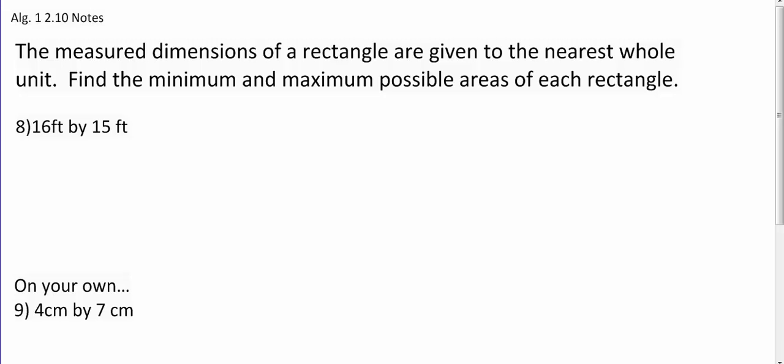So let's imagine that you have a rectangle that's 16 feet by 15 feet, and that's what we've measured it as, but we're trying to find the maximum and minimum possible areas. Now, we have to think of this as a couple separate problems. One is, okay, 16 feet. We know 16 feet could be anything from 15.5 to 16.5. That's what we've said is our scale for what our measurements would end up being. Now, 15 feet could go anywhere from 14.5 to 15.5.